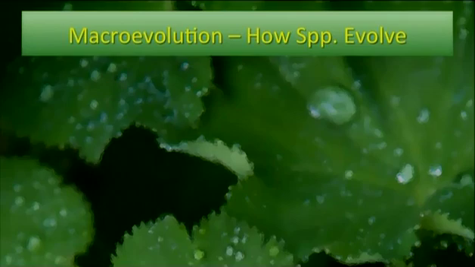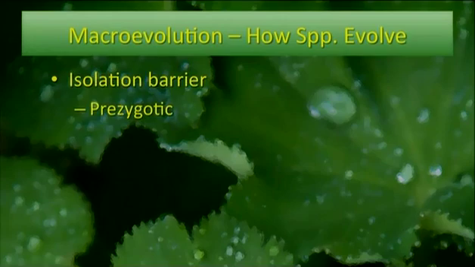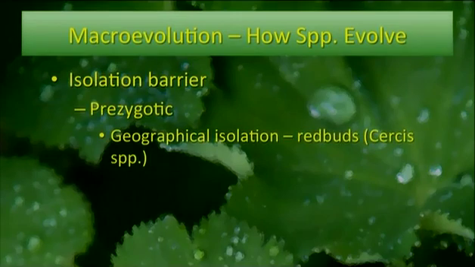Okay, in order for a new species to evolve, you need some kind of isolation barrier between two populations. Okay, so you can have prezygotic barriers that happen before a zygote is formed. Some of these include geographical isolation. An example of that is the redbuds, or Cercis species, the eastern and western redbuds. You have the eastern redbuds isolated from the western redbuds, so they cannot hybridize with each other. That actually forms two different species. Okay.